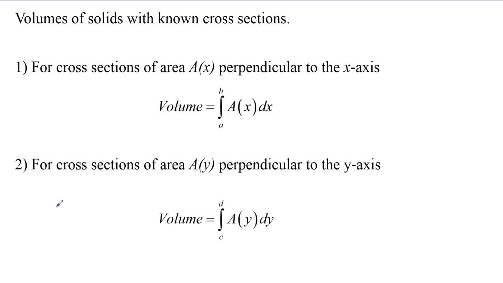And then finally, volumes of solids with known cross sections. For cross sections of area A perpendicular to the x-axis, that volume is going to be from a to b times the area of whatever that cross section might be. And in the examples, I'm going to do a cross section that is both a square and an equilateral triangle, which is kind of cool. And you can also do it perpendicular to the y-axis, just like we can find the area under a curve with respect to the y-axis as well. So we might as well just jump right into it and talk about it.